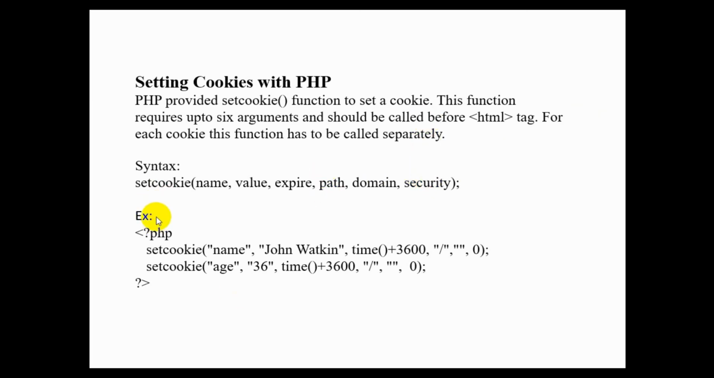For example, here we are using the setcookie function. Name is cookie name. Cookie value is John Watkin. Cookie time is the time function plus 3600 seconds. These last three parameters are optional.